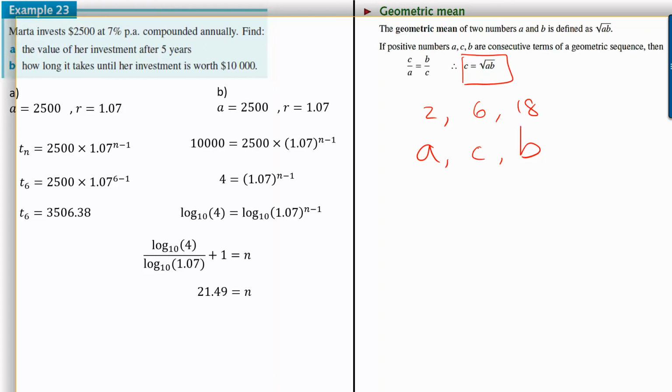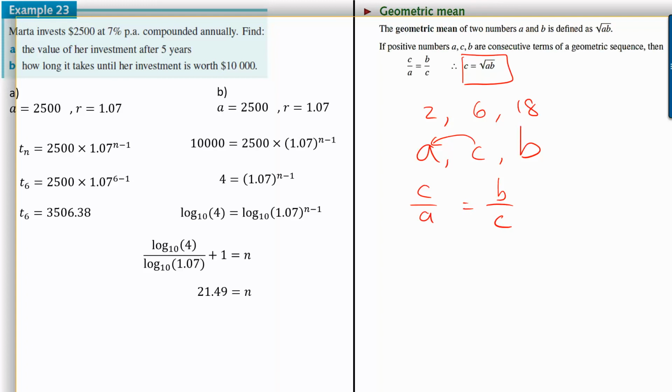So logically, C divided by A has to be the same thing as B divided by C. It's like saying 6 divided by 2 should be the same as 18 divided by 6. 18 divided by 6 is 3, and 6 divided by 2 is 3. How do I know it's the same? Because 2 times 3 gives you 6, and 6 times 3 gives you 18. It's just moving back and forth. So this is all they're trying to summarize: C divided by A is the same value as B divided by C.